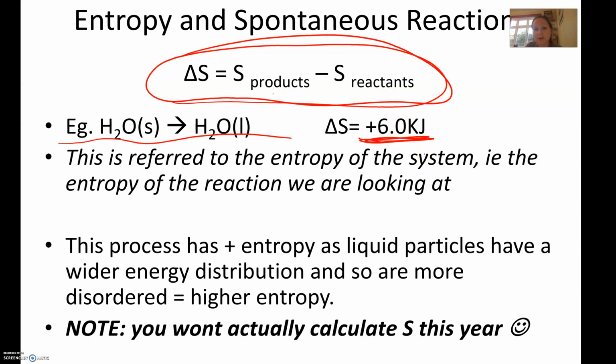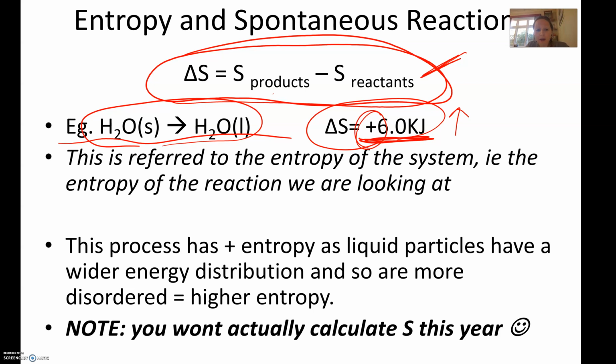And it doesn't mean positive like endothermic, it just means there is an increase in entropy in this system. We know that because water particles move around more than solid particles, and if they're moving more, there's a higher distribution of energy and a higher amount of disorder. This is the sort of thing we're going to be looking at as we go through this topic. You won't actually calculate S this year, but you need to look at equations like this and determine whether entropy would go up or down.